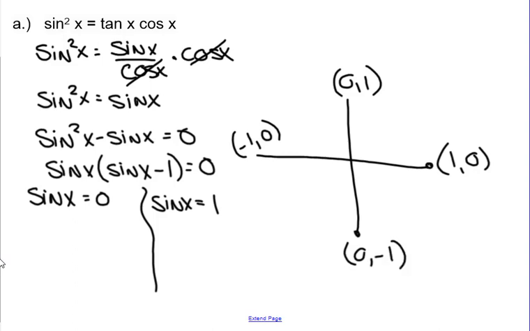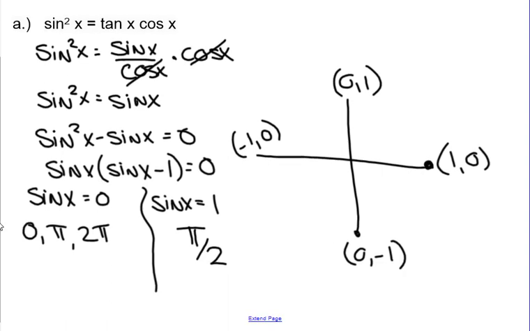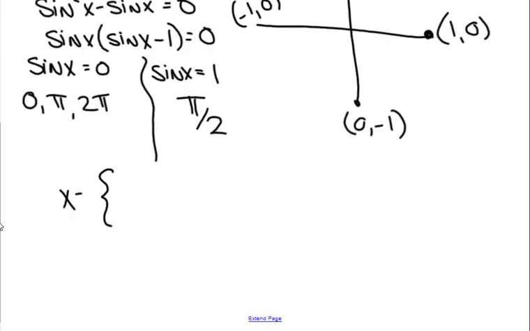Where our sine value is 1 is at... Nope, sorry, sine is our y value. So where our sine is equal to 1 is at pi over 2. Where sine is equal to 0 is at 0, pi, and 2 pi, because we have 2 pi inclusive in this one. So then our final answer, x is equal to 0, pi over 2, pi, and 2 pi.